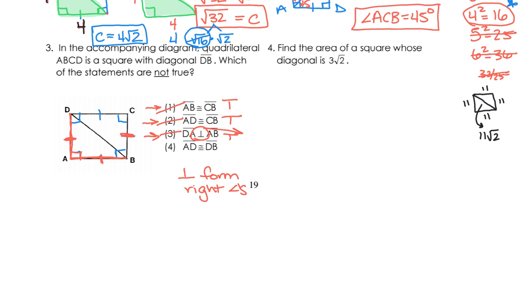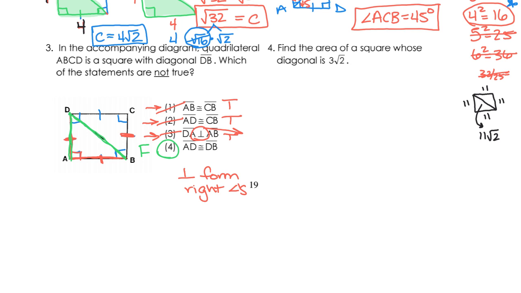Hopefully this is it. AD, which is the side of my square, is congruent to DB, which is not a side of my square. That's the diagonal, aka the hypotenuse. The definition of a hypotenuse is that it's the longest side of a triangle. So there's no way that the hypotenuse can have the same length as another side of my triangle. And so this one right here is 100% false.